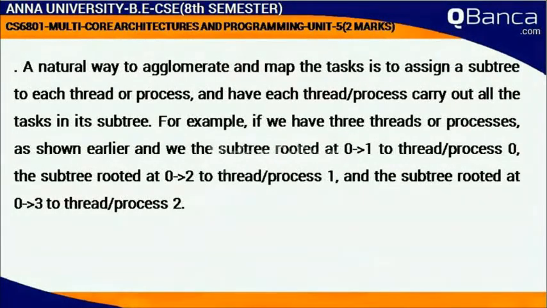A natural way to agglomerate and map the task is to assign a subtree to each thread or process and have each thread or process carry out all the tasks in its subtree. For example, if we have 3 threads or processes as shown earlier, we assign the subtree rooted at 0,1 to thread or process 0, the subtree rooted at 0,2 to thread or process 1, and the subtree rooted at 0,3 to thread or process 2.